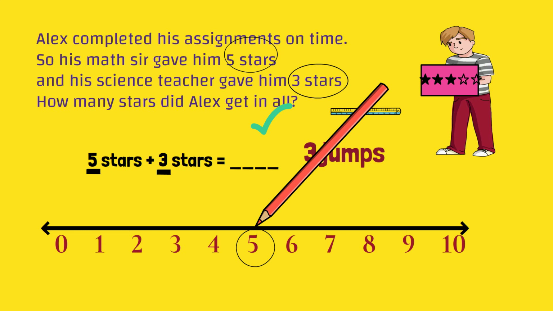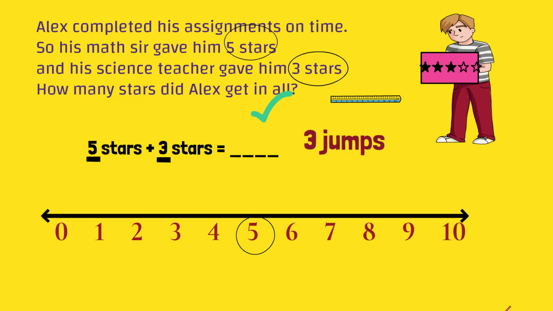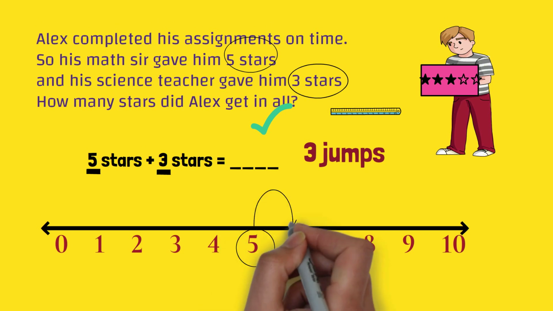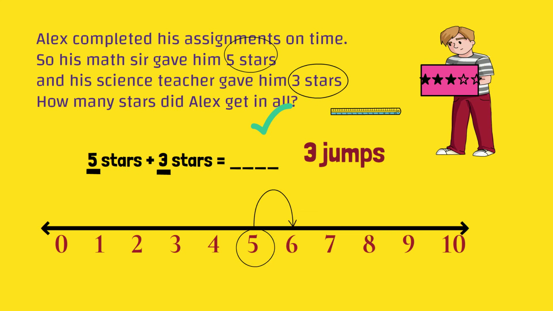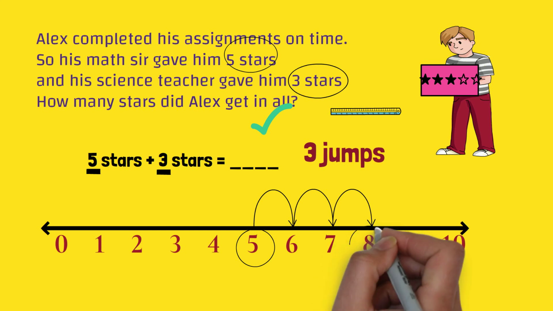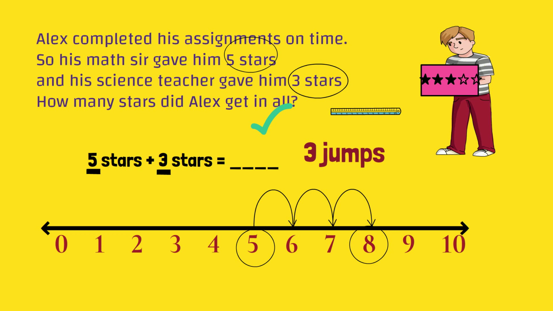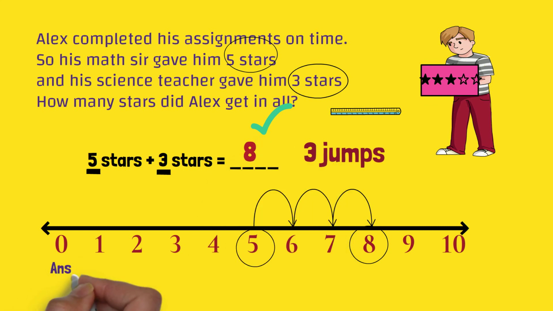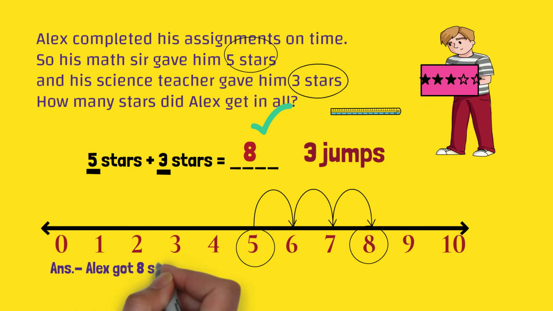First jump, we need to go only one number ahead. So jump on 6. Now second jump on 7 and third jump on 8. By jumping 3 times, we reach number 8. So 5 plus 3 equals 8. So Alex got 8 stars in all.